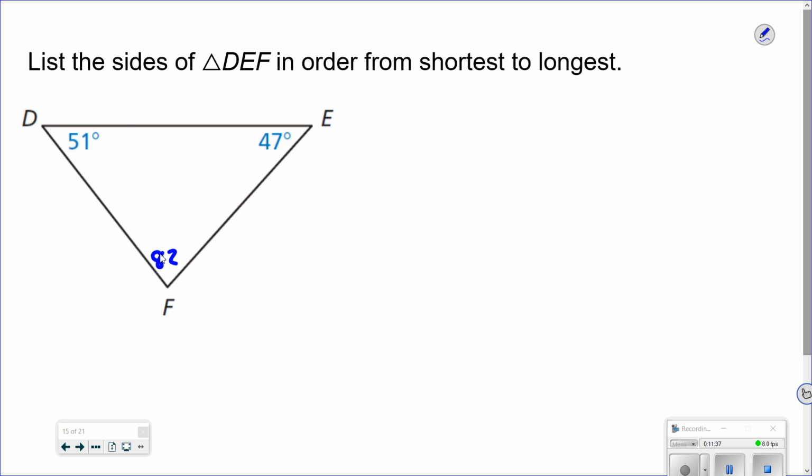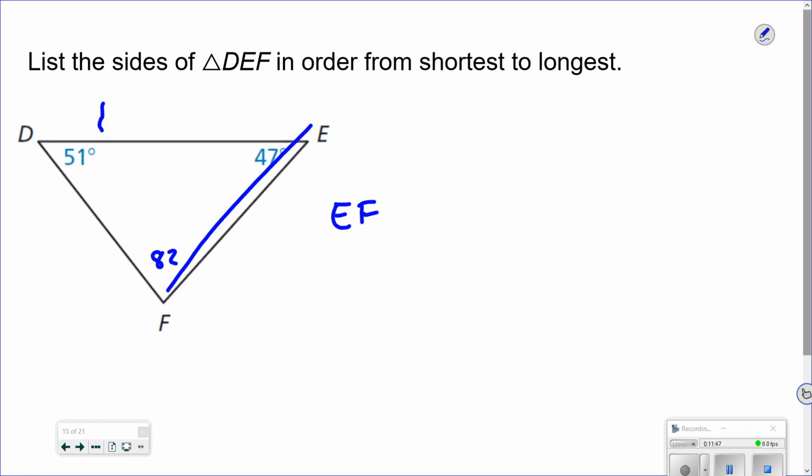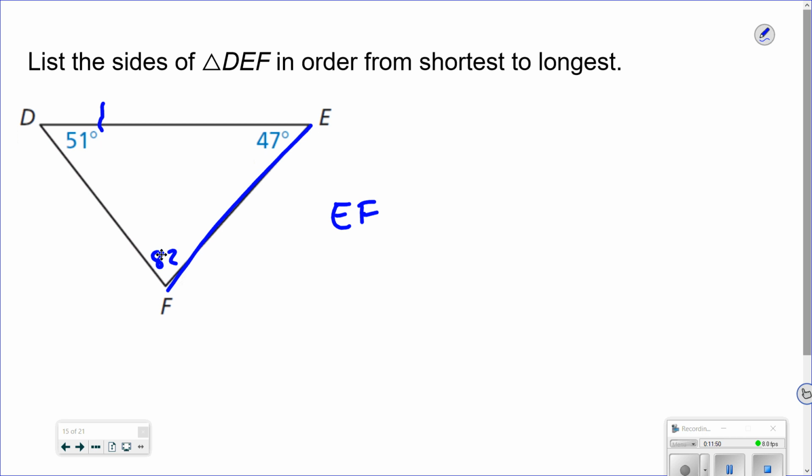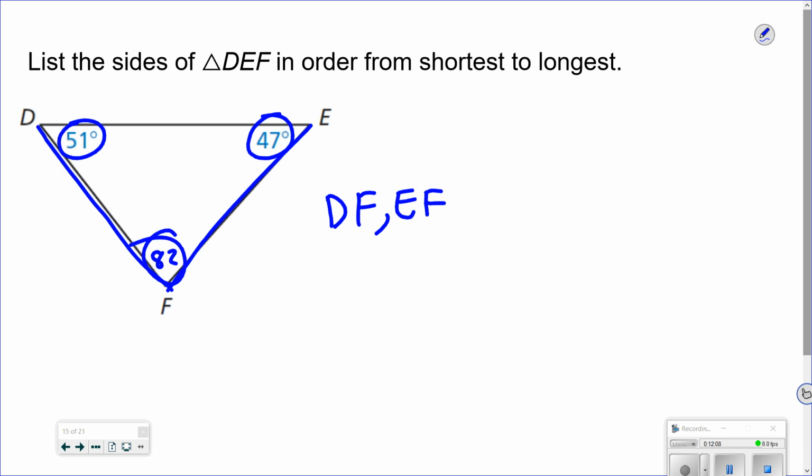Now list the sides from shortest to longest. So the shortest side is going to be EF. Oops, I did that wrong, actually. It's not EF. Let's try that again. So the smallest angle is actually 47 degrees. My apologies. So the shortest side would actually be DF. The next largest angle is angle D, so the next side would be EF. And the biggest angle is 82. It has to be opposite the longest side, which would be DE.